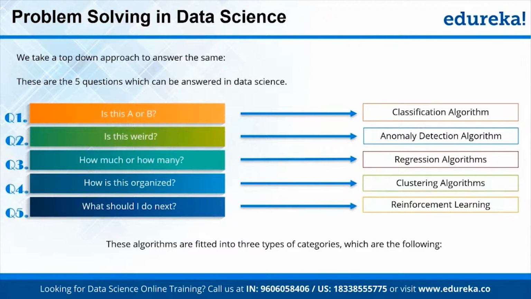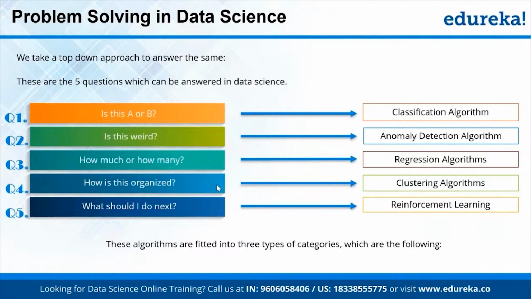Now let's say that someone is saying, tell me if this is A or B, then you need to go with the classification. And if someone is saying, is this weird, then anomaly detection. How much or how many? We talked about the loan scenario, where I said that if the calculator is saying that yes, the person should be given the loan, then you also need to find out how much loan should be given. So that's where the regression algorithm would come into the picture.